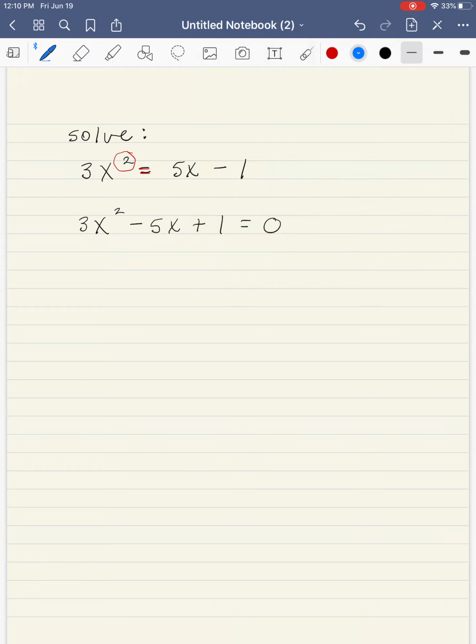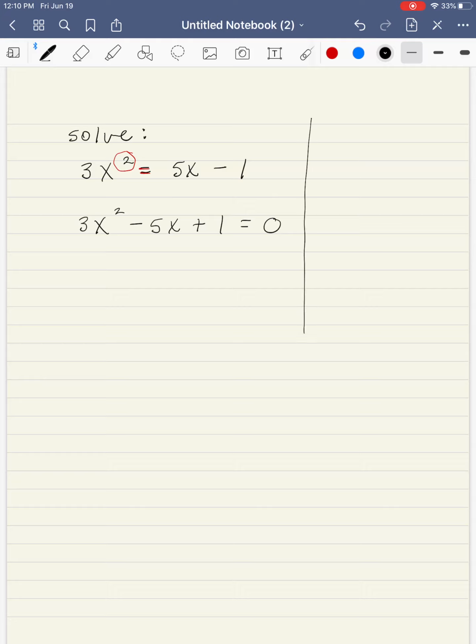Then our next step is to look, do I have any common numbers? 3, -5, 1. There is no number that's common to all of those, so I can't do that step. Then I look at my variables. Do I have an x in every term? And I do not, so I cannot do that. But get in the habit of mentally checking those steps before you move on to factoring or using the quadratic formula.